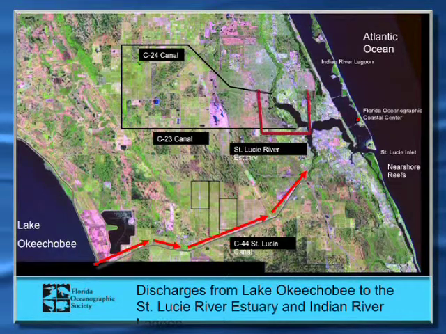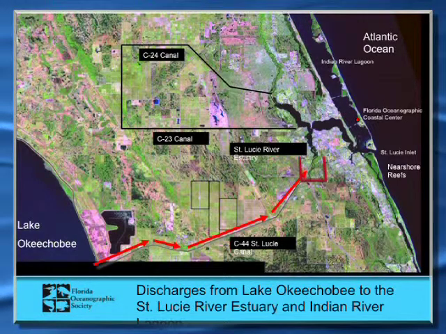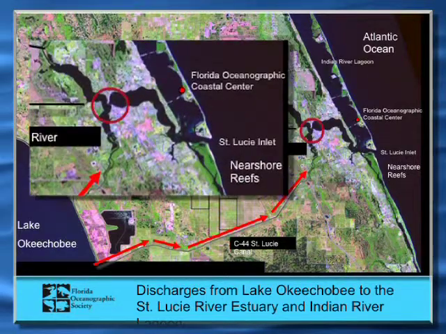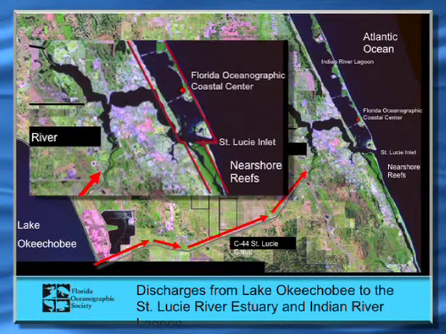The North Fork of the St. Lucie goes north almost to White City and Fort Pierce, about 23 miles, and then the winding South Fork is about 10 and a half miles, and they come together right there at Stuart. And you can see they head east in a larger, wider portion of the estuary, and then south around Sewall's Point, and then connect to the St. Lucie Inlet, and of course the Indian River Lagoon.